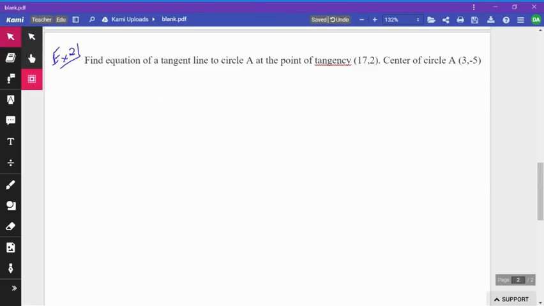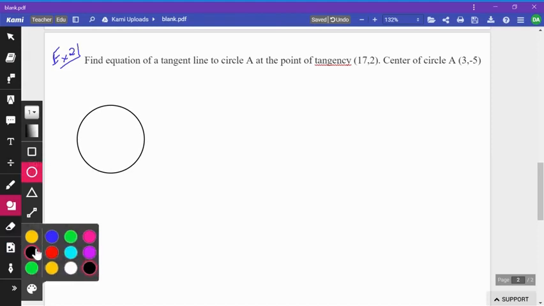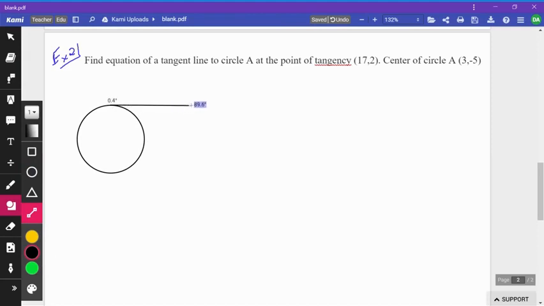In this next example, we're going to find the equation of the tangent line to circle A at the point of tangency 17, 2. So remember what we have here when we talk about tangent lines. 1, let's get a circle. And 2, let's get a tangent line here. So we'll put the tangent line right here. And remember, a tangent line is related to the radius in a certain fashion. So let's kind of draw that in and make that the radius.